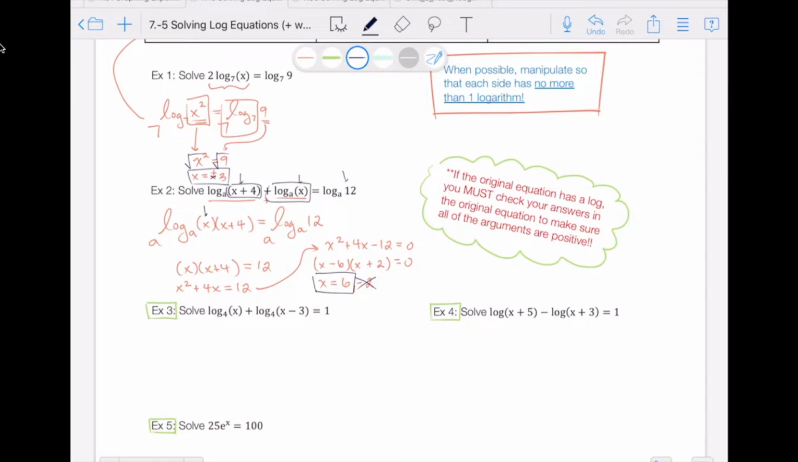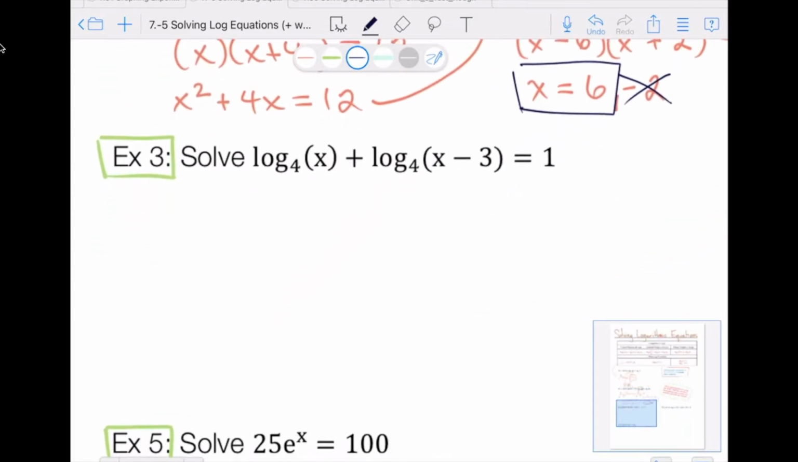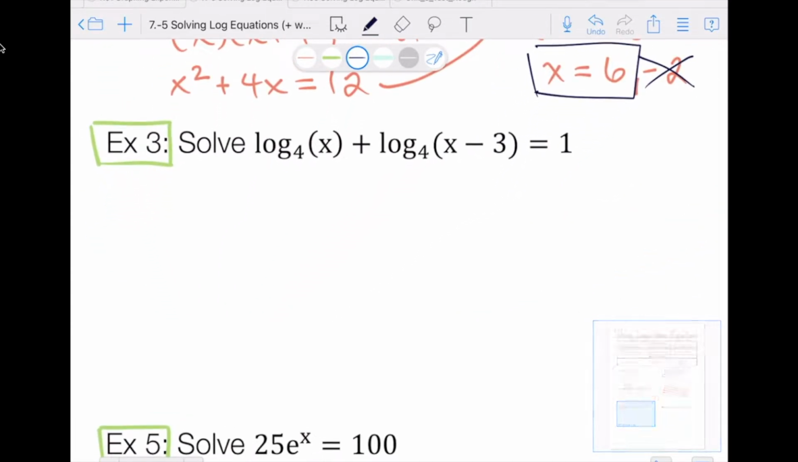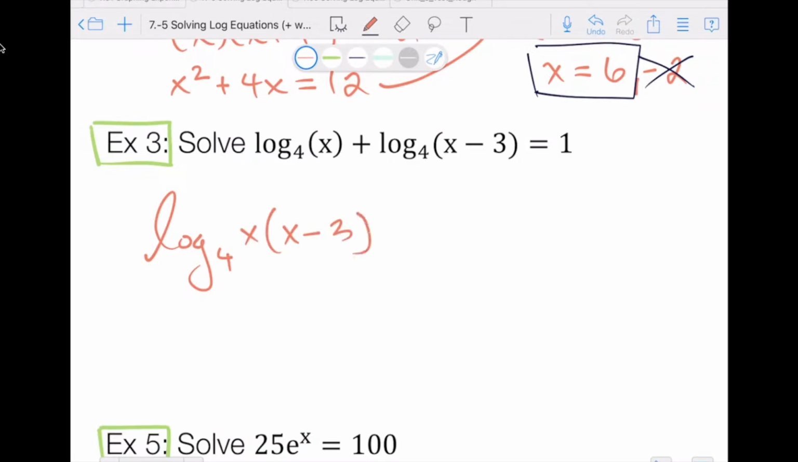All right, so next, we can't use the same procedure for solving in example 3 and 4 as we did in example 1 and 2. So let's see what we can do. The first thing we can do is go ahead and condense that left side, and we end up with log base 4 of x times x minus 3. Why is that? Because exponents are being added, so powers get multiplied. And then we have log base 4 of x squared minus 3x is equal to 1.